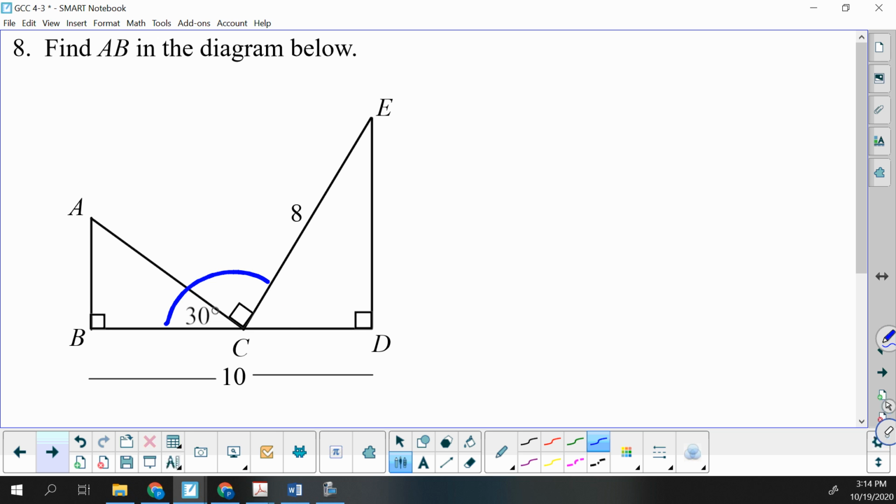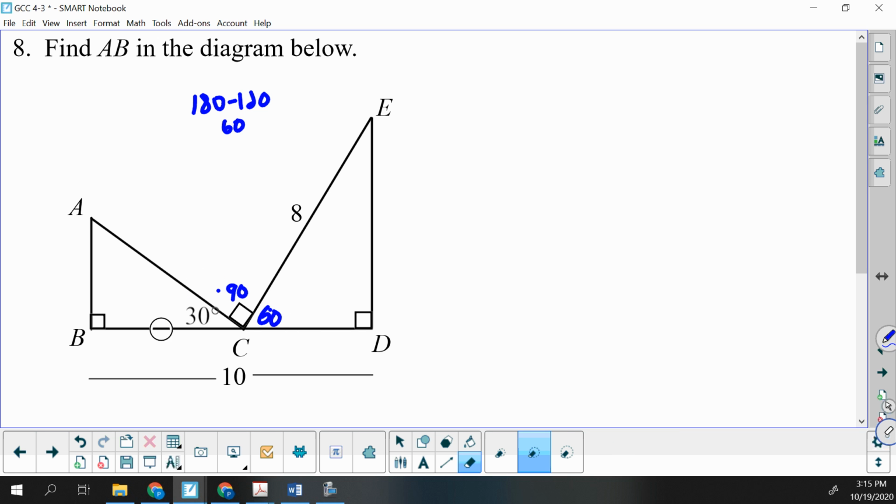If we look at this whole stretch, those three are angles on a line, so they should add to 180. If this one is 90 and that's 30, that's 120. And 180 minus 120 leaves us 60. So this is just a 60-degree angle there. Well, conveniently, now we have a 30, 60, and a 90. Across from the 90 should be 2D. So 2D is equal to 8. And we end up getting D equals 4.